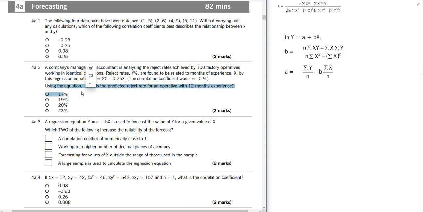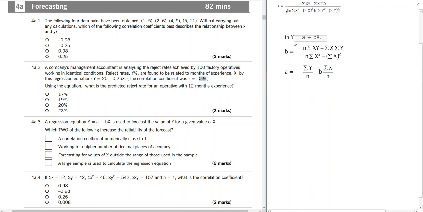Using the equation, what is the predicted reject rate for an operative with 12 months experience? A company's management accountant is analyzing reject rates achieved by 100 factory operatives working in identical conditions. Reject rates Y are found to be related to the months of experience X by this regression equation: Y equals 20 minus 0.25x. The correlation coefficient r was 0.9.